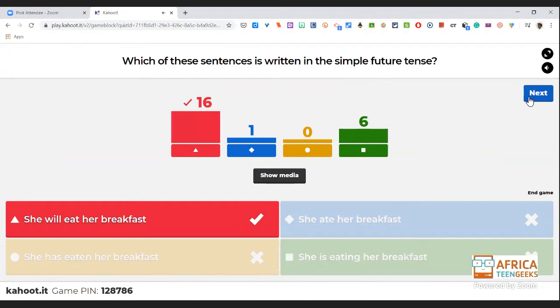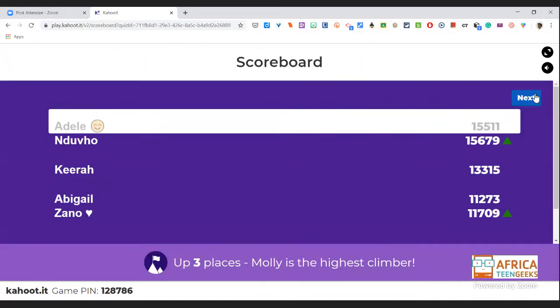Good. 16 people looked for the word will, right? You look for the word will. In all these things, there's always a trick word to look for, a trick question to ask. Okay, good. So the future, simple future tense usually uses the word will. Okay, let's have a look.